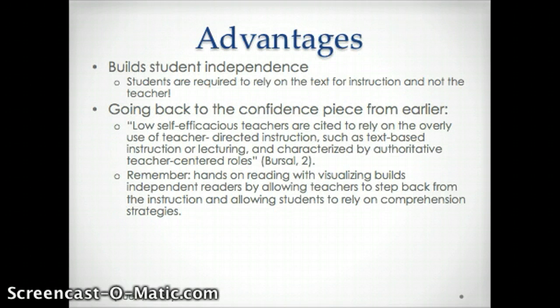The advantages. It builds student independence. Students are required to rely on the text for instruction and not the teacher. And this goes back to the confidence piece from earlier. Low self-efficacious teachers are cited to rely on the overuse of teacher-directed instruction, such as text-based instruction or lecturing, and characterized by authoritative, teacher-centered roles. So remember, hands-on reading with visualizing builds independent readers by allowing teachers to step back from the instruction and allowing students to rely on comprehension strategies.